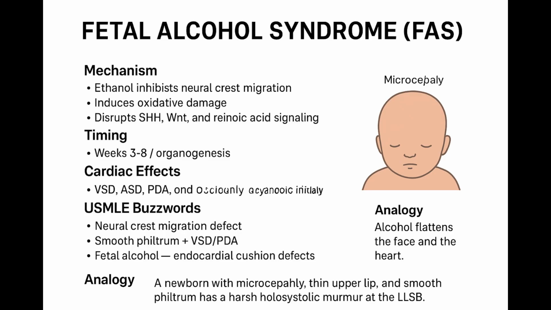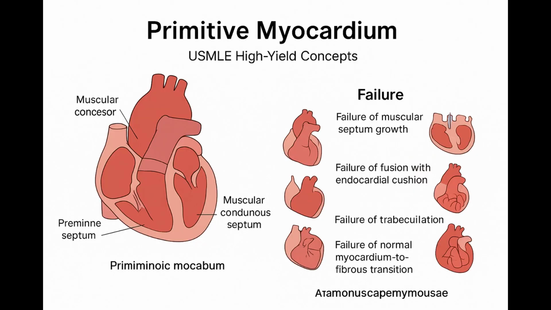So the outcomes can be highly variable. Interesting. Okay, builder number 3. Builder number 3 is the primitive myocardium. This is basically the foundation wall. It's simply the robust heart muscle tissue that forms the main bulk of the ventricle walls early on. This sounds like the reliable crew member laying the groundwork. Pretty much. They are the foundation.